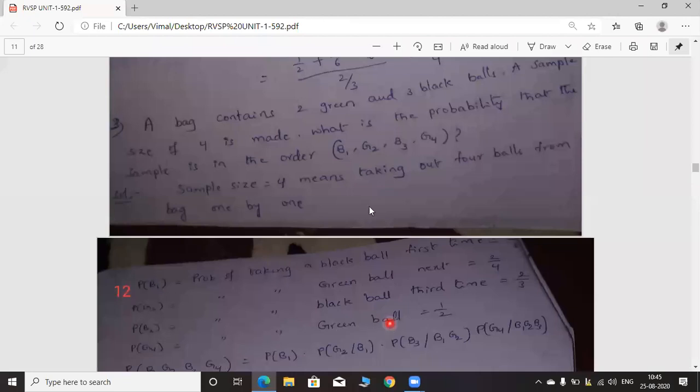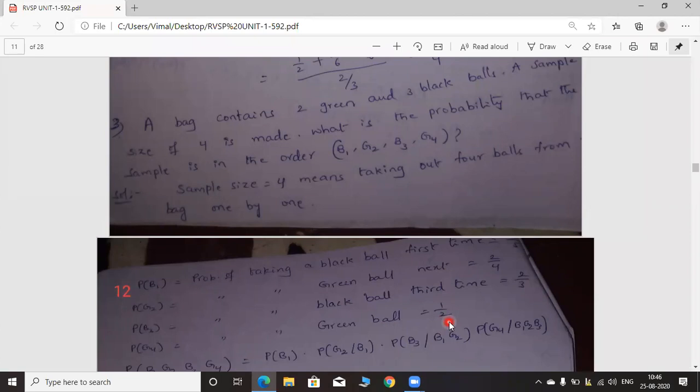How many green balls do we have in the bag? Initially we have 2 green balls in the bag, but one green ball is already picked for the second time. So we have only one green ball in the bag. So you have to write 1 by 2. Why is the denominator decreased by 1 again? We have only 2 balls in the bag.